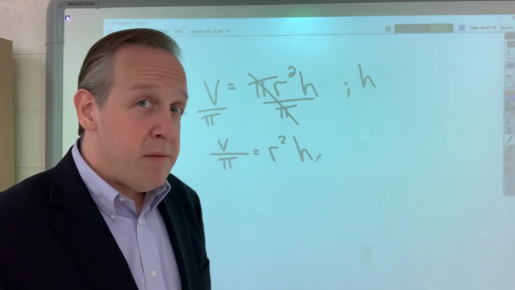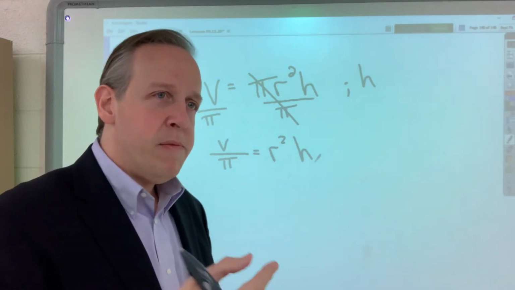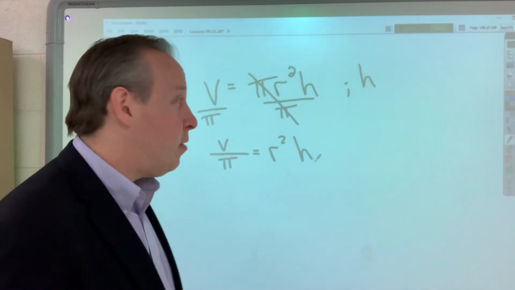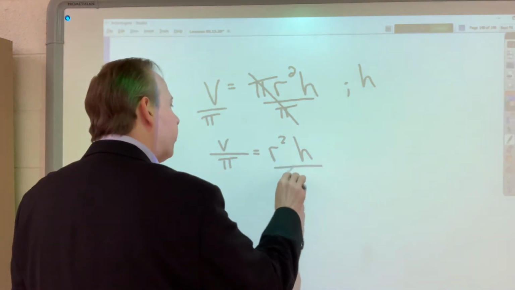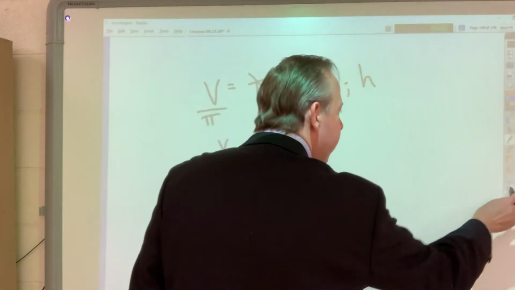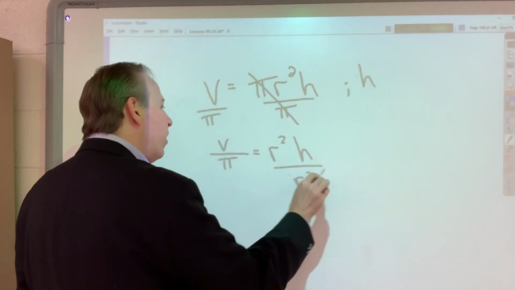So divide by r squared. It's just the coefficient of h. It's what's next to the h. So we can divide by r squared. Whoop, that's an h. Let's try r squared.